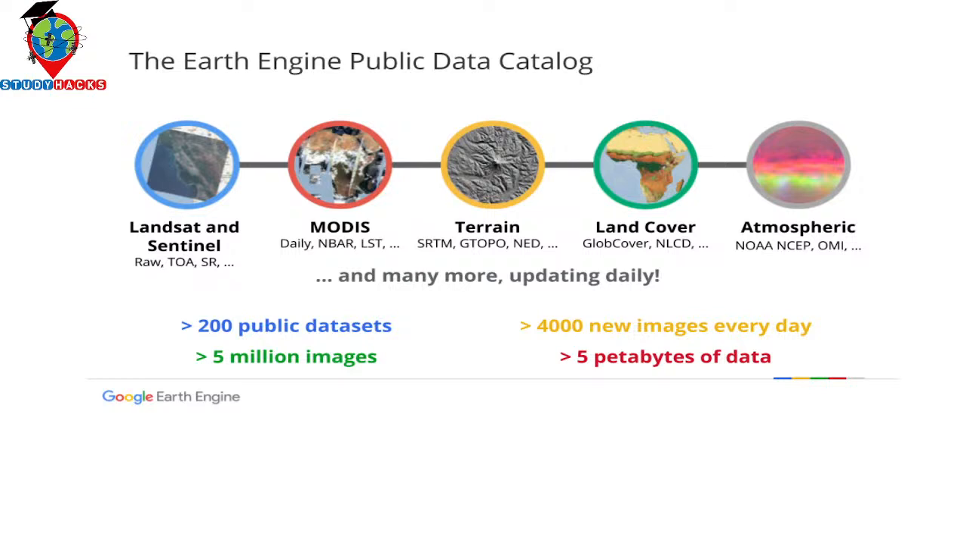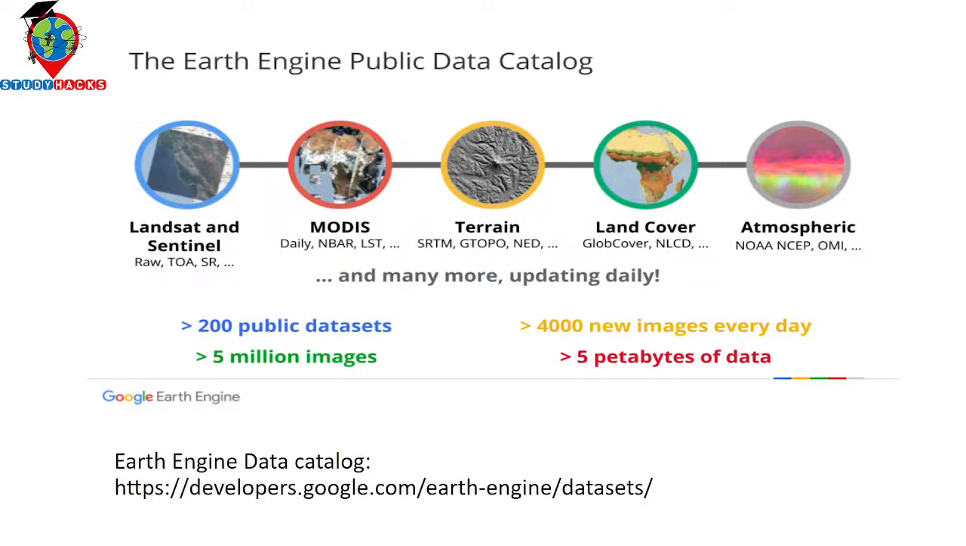We can access Landsat, Sentinel, MODIS, terrain, land cover, and atmospheric data. There are a lot of datasets available in the Google Earth Engine public data catalog: more than 200 public datasets, more than 4,000 new images every single day, more than 5 million images, and more than 5 petabytes of data. And this is the link to the Earth Engine public data catalog. Simply go to this link, and you can get all the datasets.